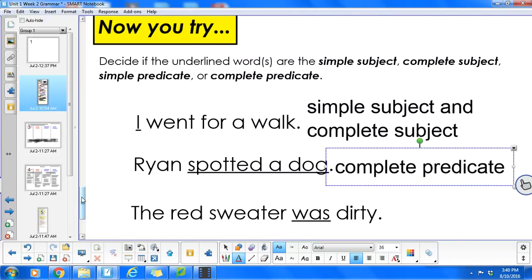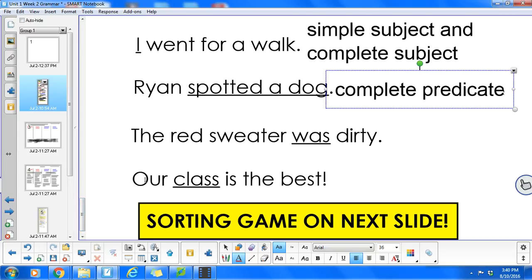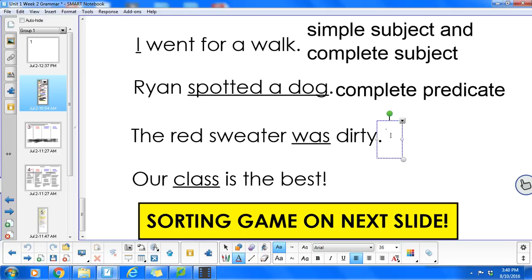Let's try the last one. Oh, there's two more. The red sweater was dirty. Well, we have the subject, the red sweater. Was dirty would be the complete predicate. Since it doesn't underline both words, we have to do a simple predicate here.